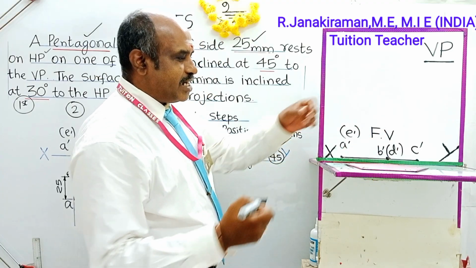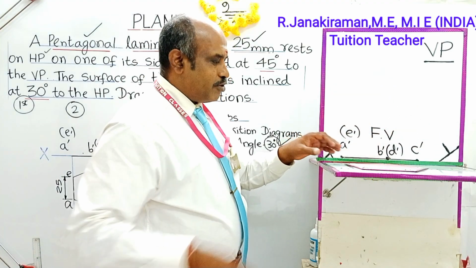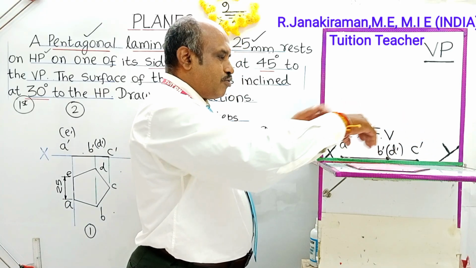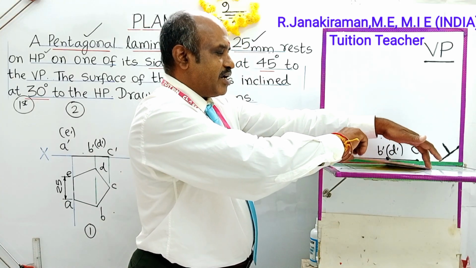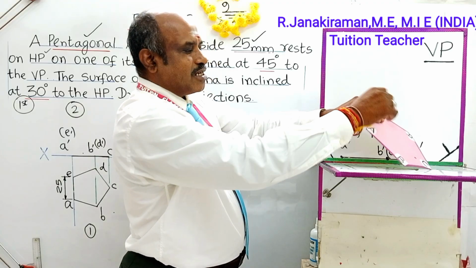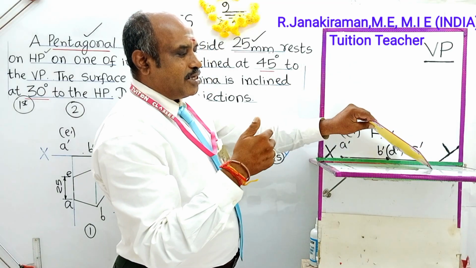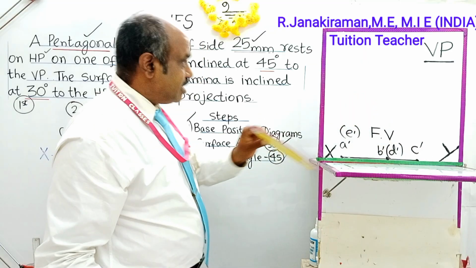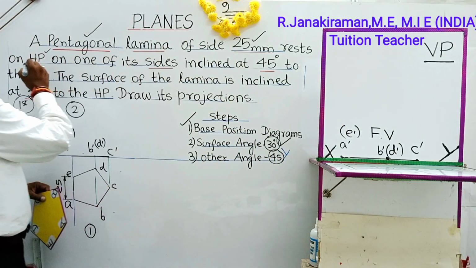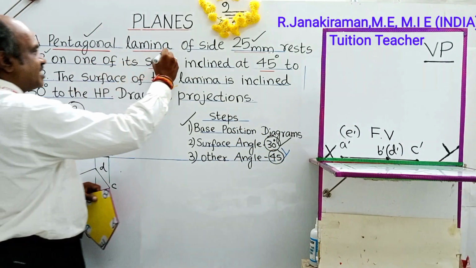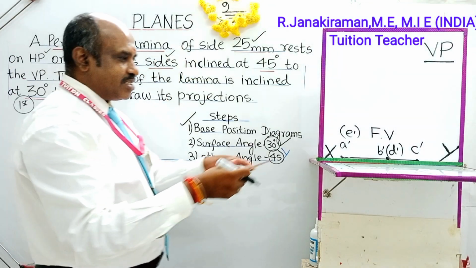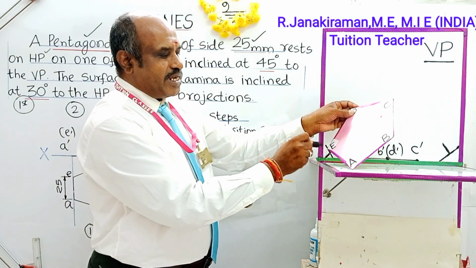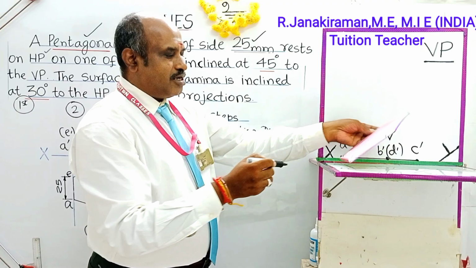Okay, next we are going to tilt this object. I am going to tilt this plane figure called the pentagonal lamina. If I tilt towards the right side, what happens? C is the corner having contact on the horizontal plane. For a corner rest, I have to tilt like this. But what is given in the question? Rest on HP on one of its sides. Sides means I have to tilt this lamina towards the left side, so that AE will be the resting side having contact on the horizontal plane.